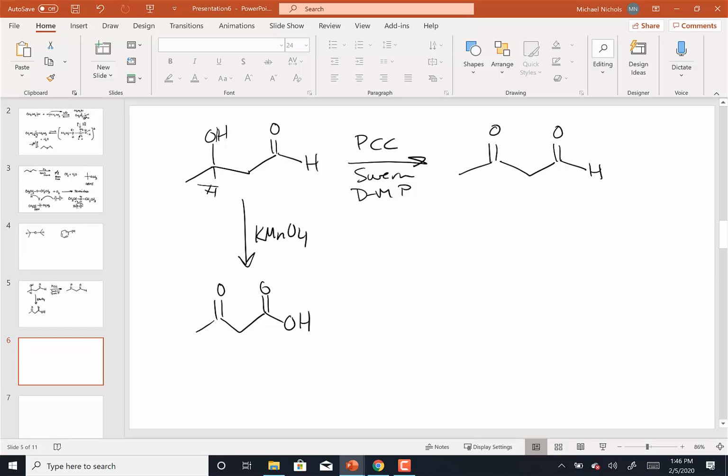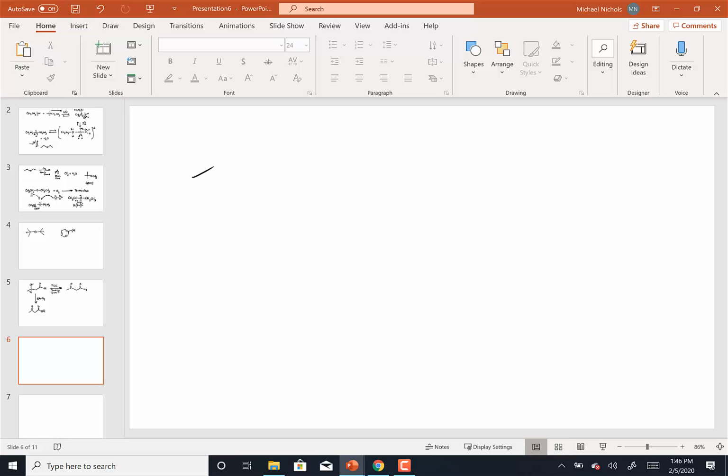Okay, new problem. New problem. I want to do that. Now what do I need? KMnO4, but what's KMnO4 going to do? It's going to take the secondary alcohol and make a ketone out of it. I don't want to do that.